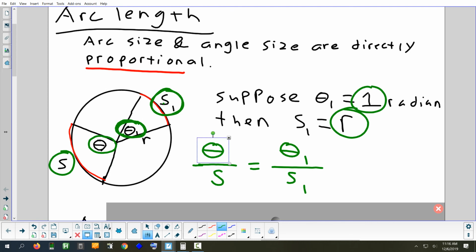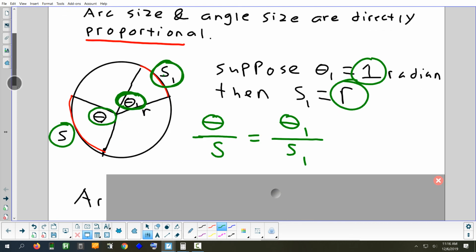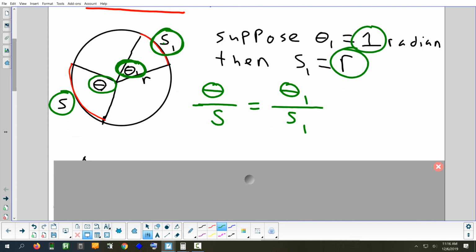This angle creates this size of an arc, as this angle creates this size of an arc. Right? And they're directly proportional, so we can set up a proportion. Now we're going to fill in what we can in that proportion. So theta and S, we're just going to leave the same. I don't have more room down, but if you do, you could just go down. So theta over S equals theta 1 is 1 over S1 is R.